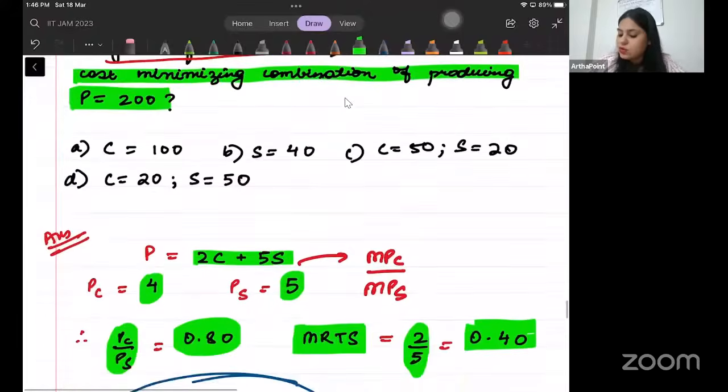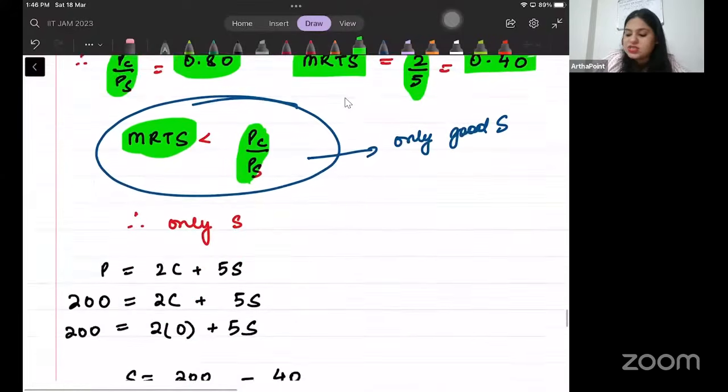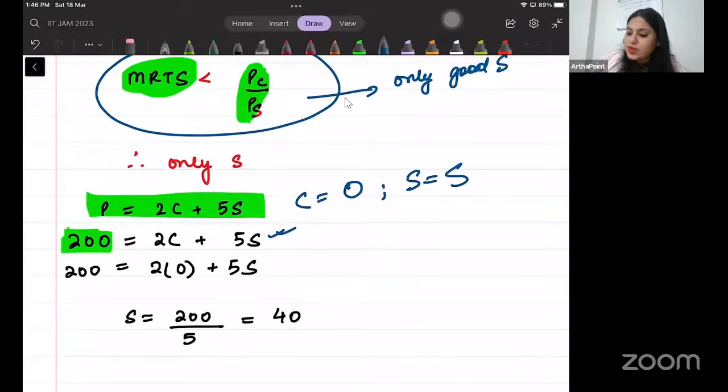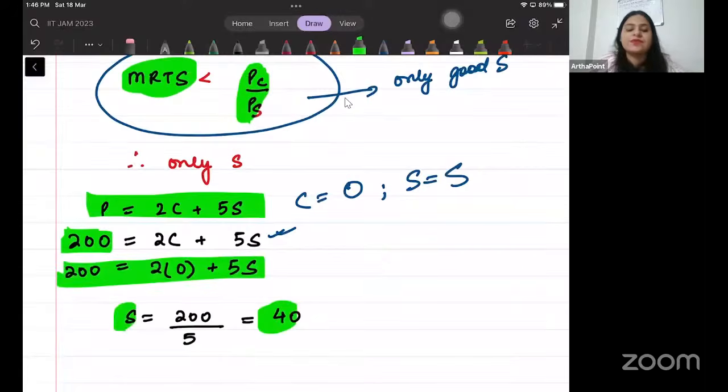So now I will go to this production function. In this production function, I will put P as 200. I will put C as 0 because I don't want to use the other input, and I will keep S as whatever S I have, because I want to use only S. So when I put it in, I will get S as 40.